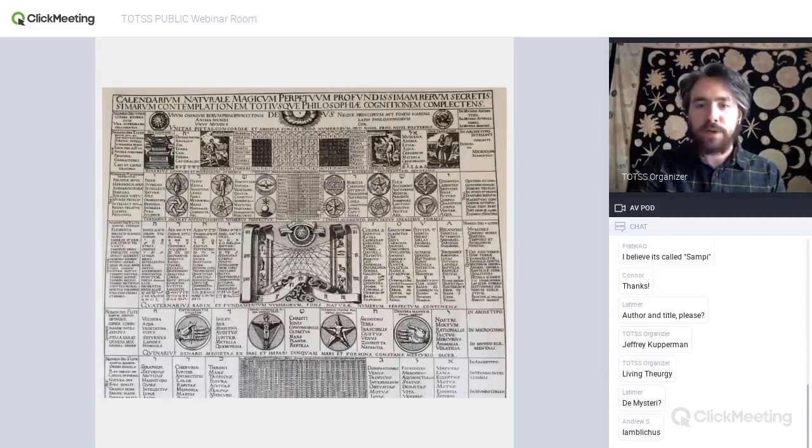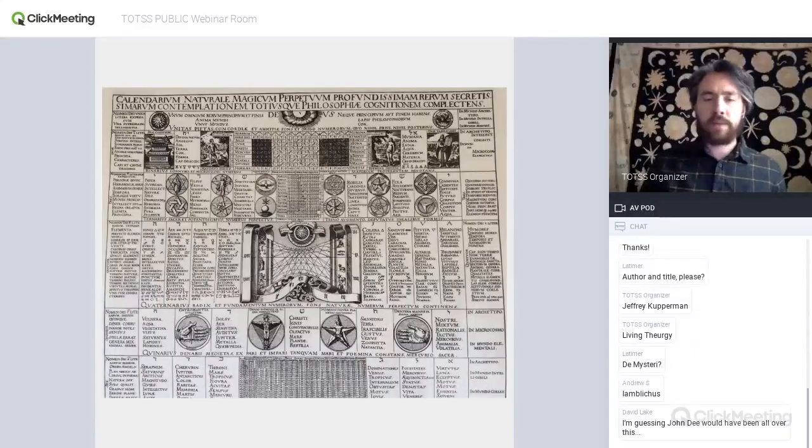This thing is really interesting in its own right, but we don't really have time to get into it, and it's not directly relevant. But you can see that taking what are scattered correspondences throughout Agrippa and starting to organize them into tables, arranging them and thinking of them in that way, is an influential and important idea.